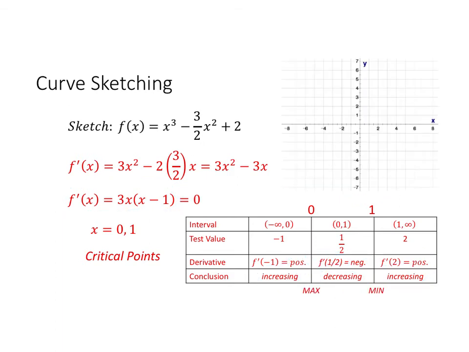If I were to roughly sketch this out, I would see something like this. It would be going up here, then down here, and then back up like that. So I'd have a relative max at 0, and a relative min at 1. That would be the rough sketch of what the graph would look like.